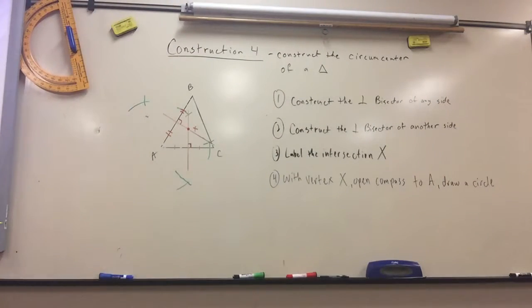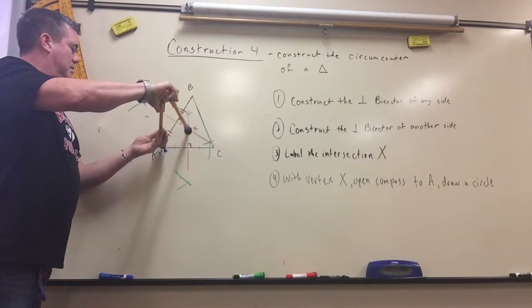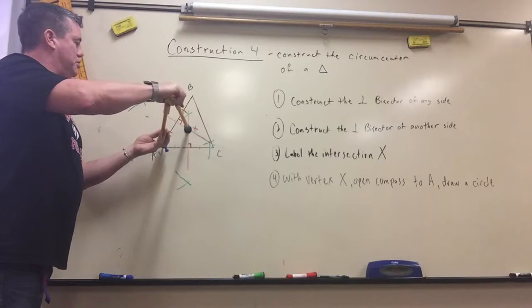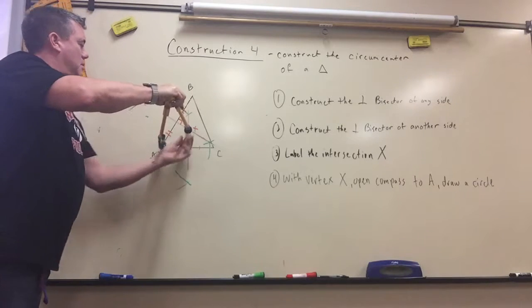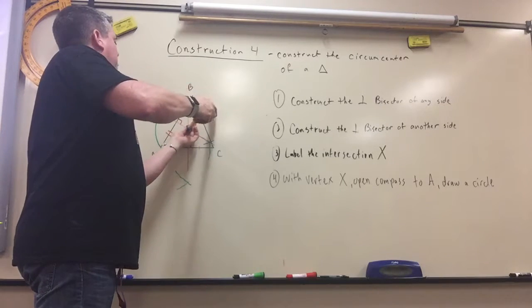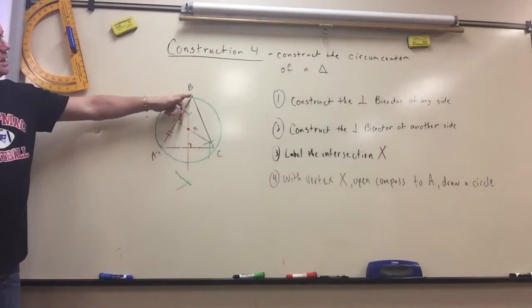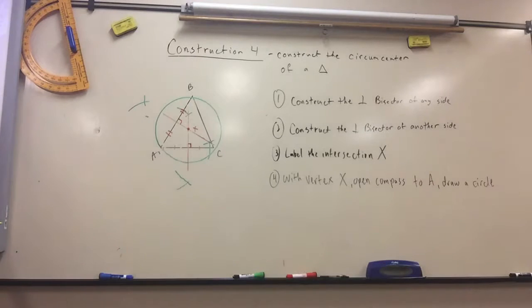So you'll be able to see how good you are with the compass. If you're very good, the circle should touch all the vertices. So you put the vertex on X, and you open it up to A. And then you just draw a circle around the triangle. Oof, I'm off a little bit. I was a little low on that one and a little off on that one.